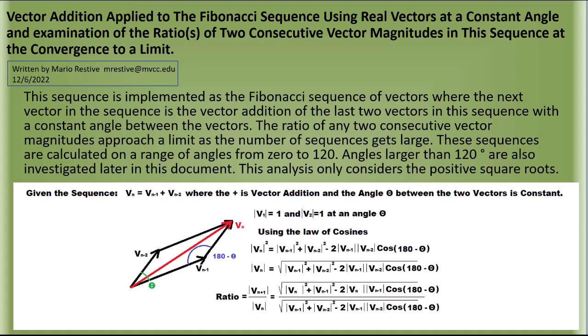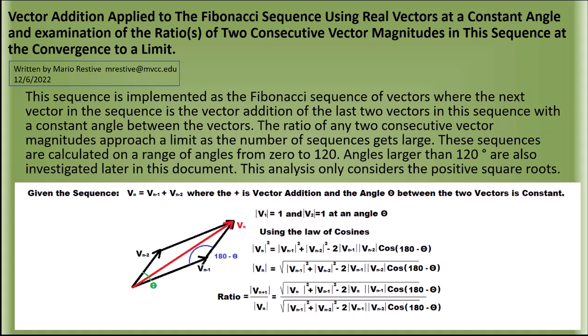This is a short presentation on the application of vector addition to a Fibonacci-like sequence using real vectors at a constant angle. And then I examine the ratios of two consecutive vector magnitudes in this sequence at the convergence to the limit. This sequence is implemented as the Fibonacci sequence of vectors, where the next vector in the sequence is the vector addition of the last two vectors in this sequence with a constant angle between the vectors.